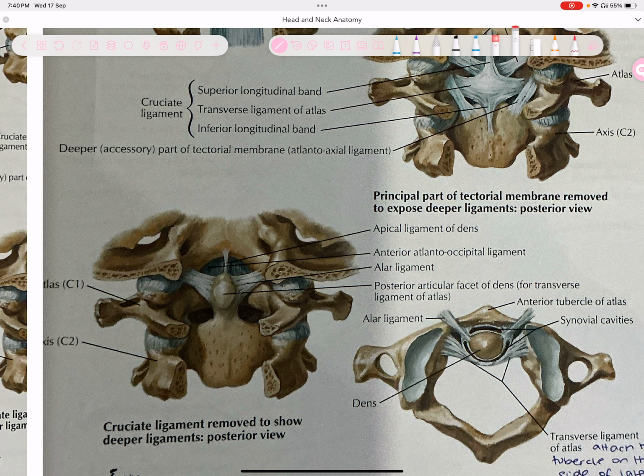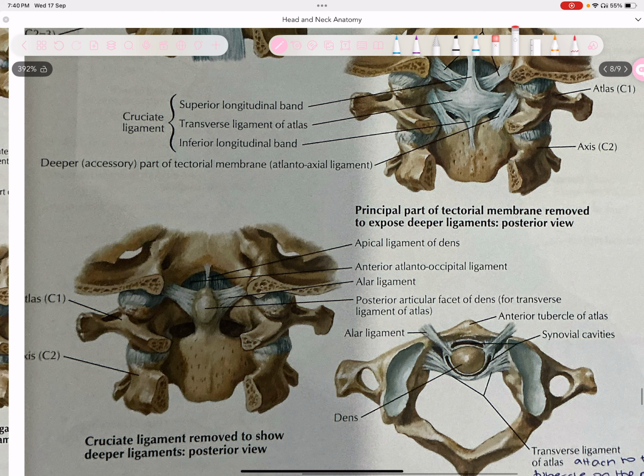And here you can see what I told you, let me read this again: the dens provides attachment at its apex to the apical ligament of the dens. That's there. And on each side, below the apex, to the alar ligaments. So these are the alar ligaments. And this posterior articular facet of the dens provides attachment for the transverse ligament of the atlas.